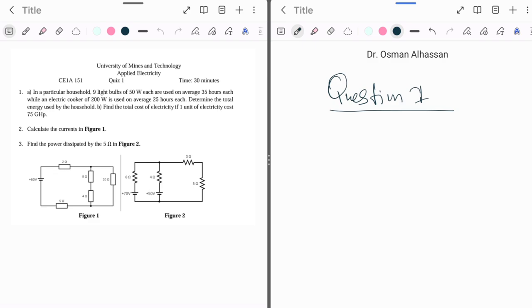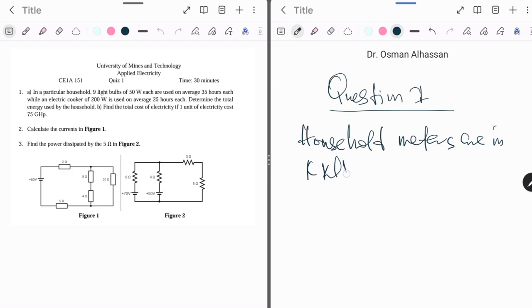So we are talking about a particular household. When it comes to household, the meter readings that we have are in kilowatt hours. So household meters are in kilowatt hours. So that's the unit.